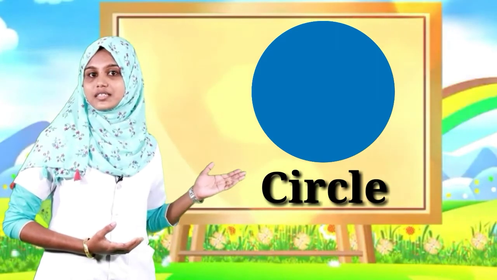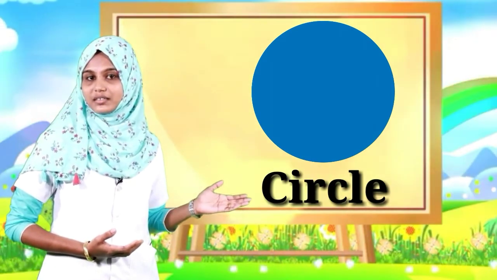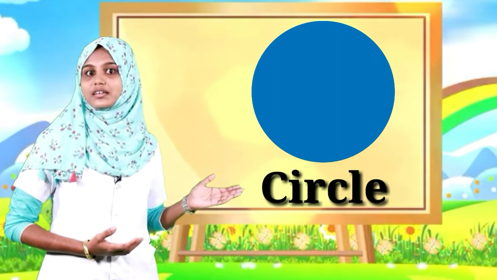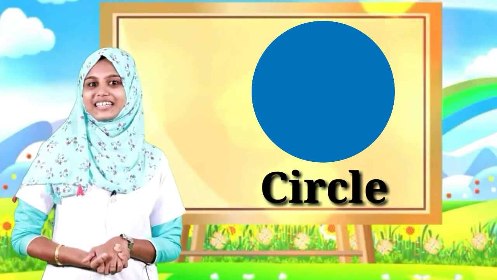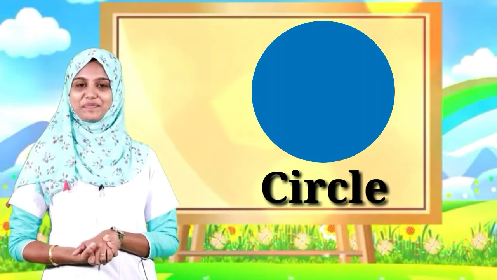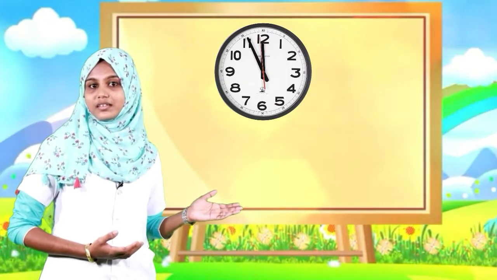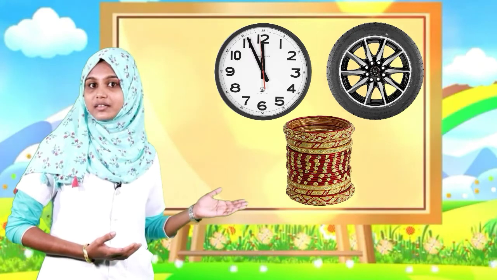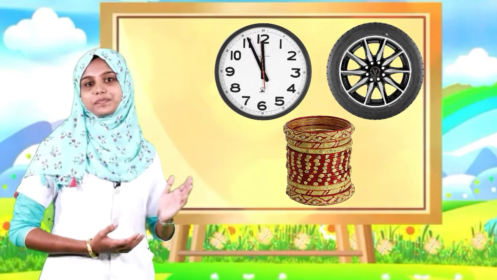This is a circle. Circle. Which shape is this? Circle. A circle doesn't have any side. It's just round in shape. A clock, wheel, and bangles are in circle shape.